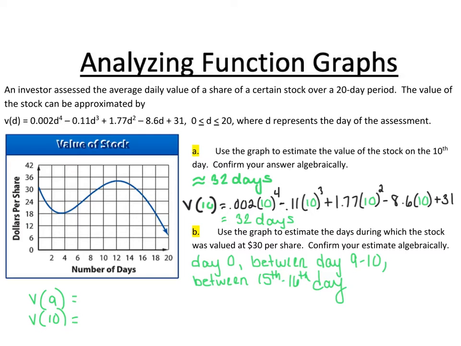So V of 9 ends up being 29.902, and day 10, the value of the stock is $32. So it happens between the 9th and the 10th day, and you would do the same process for between the 15th and 16th day. Now, if you look back at day 0, I actually know that that's not quite right. When you look at the graph, it looks like it, but if I plug in 0 into my function, I'm going to be left with 31. So it really only happens between the 9th and 10th day and between the 15th and 16th day.